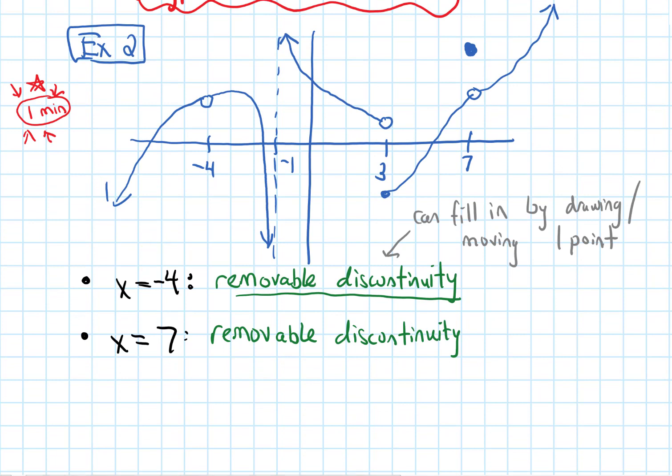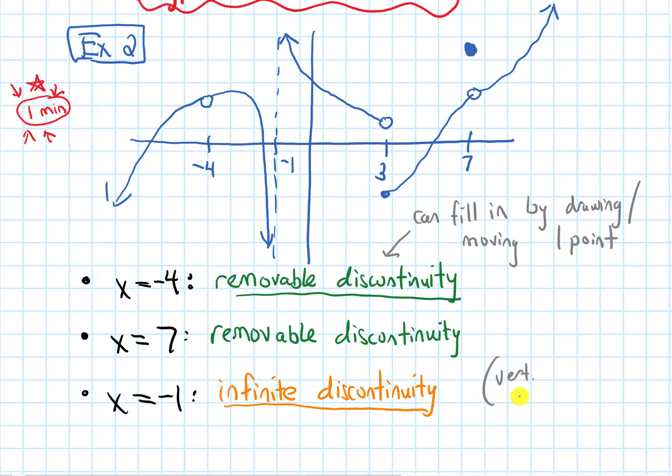All right, so there are two other types of discontinuities. There's one at x equals -1. We have this vertical asymptote, and on either side the function is doing some sort of infinite thing, either going down to -infinity from the left or up to +infinity from the right. So this is called an infinite discontinuity. Graphically, at infinite discontinuities, there is a vertical asymptote.